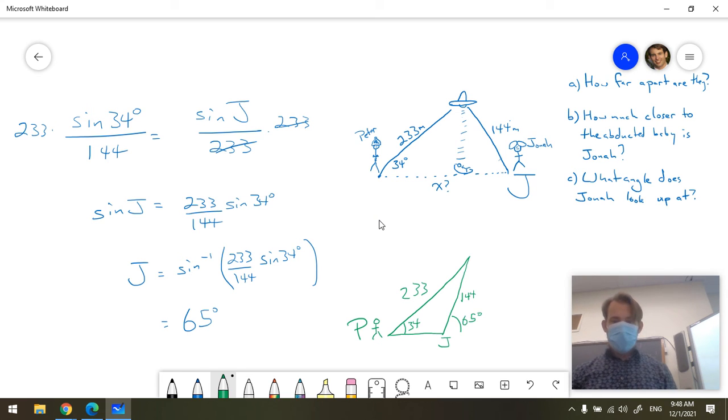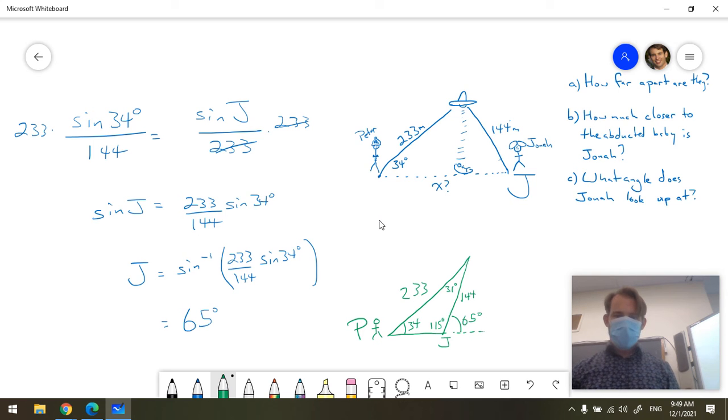We can figure out that this here, we just continue this line, this is the ground, this 65 degrees, the ground's 180, so this would be 180 minus 65. So this would be 115 degrees. So now we have a triangle with an interior angle 34 degrees, 115 degrees, and that leaves us only 31 degrees up here.